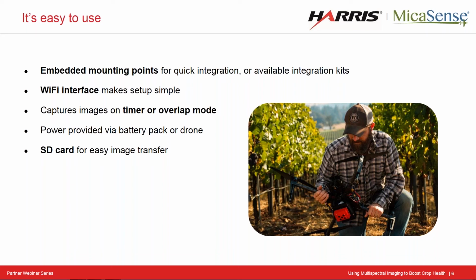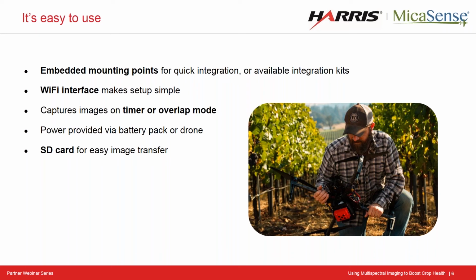When it comes to setting up the camera for operation, there's a Wi-Fi interface. So imagine that you're out in the field, crouching down next to the drone and the camera, similar to the guy in the picture, and you power up the camera. The camera sends out a Wi-Fi signal that you can connect to on a phone or a tablet. And at that point, you can access the web app of the camera, where you set up the camera for either timer or overlap mode for image collection.